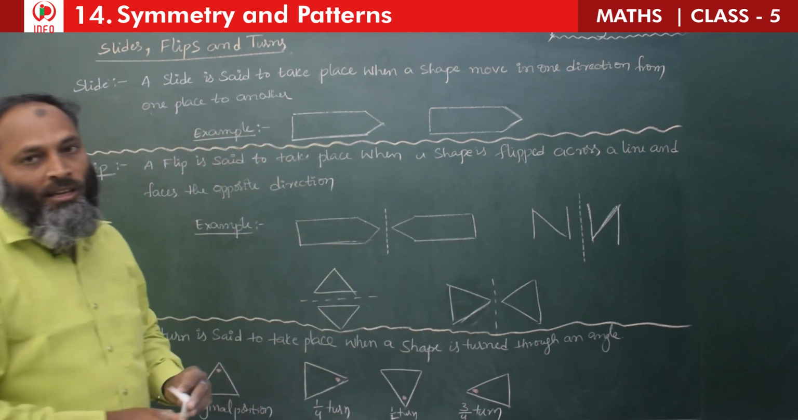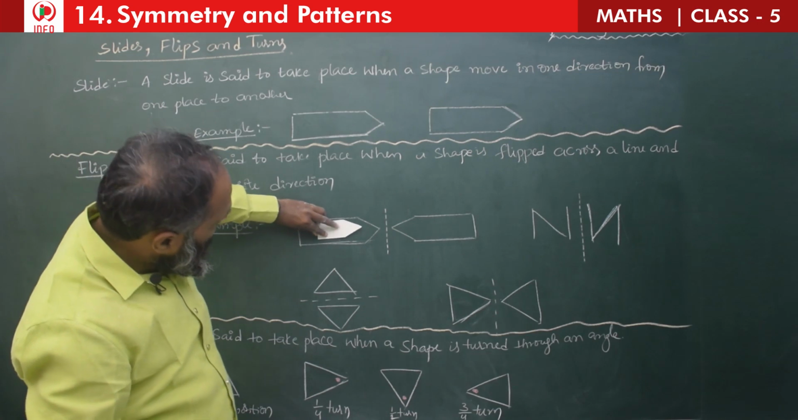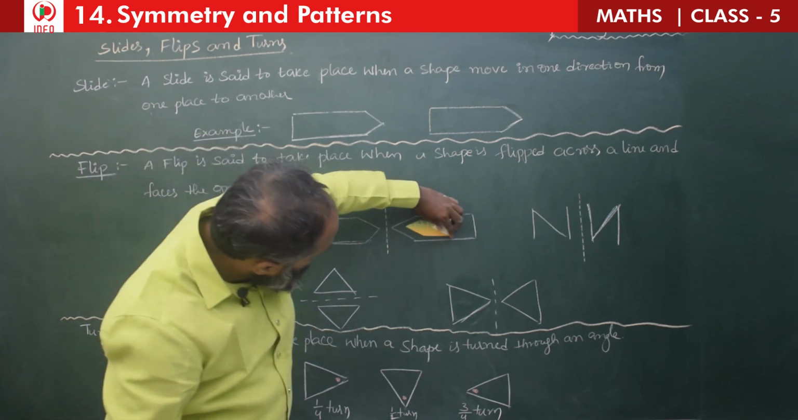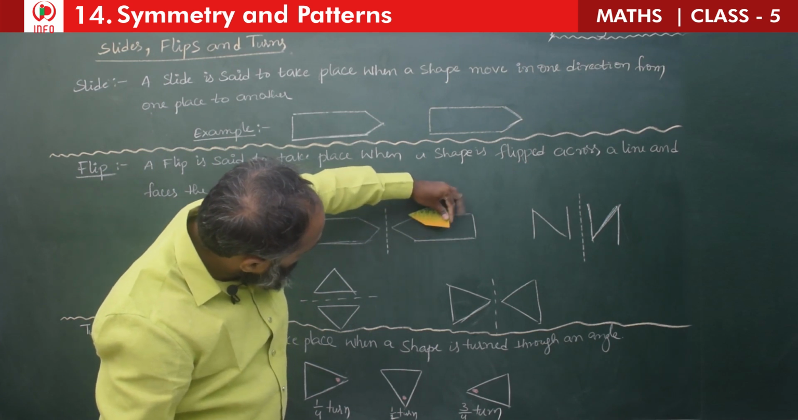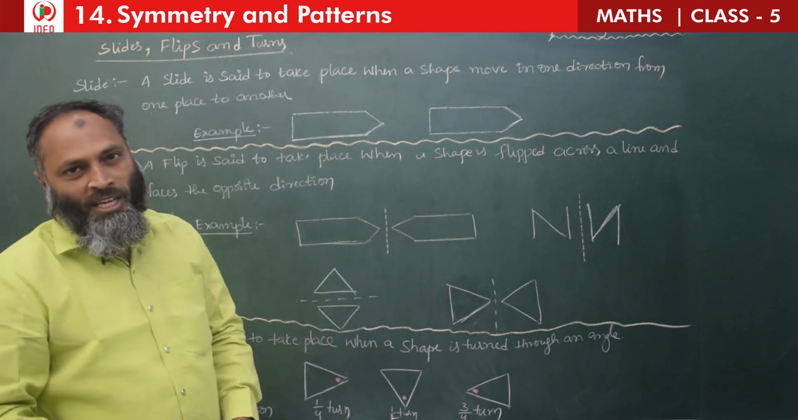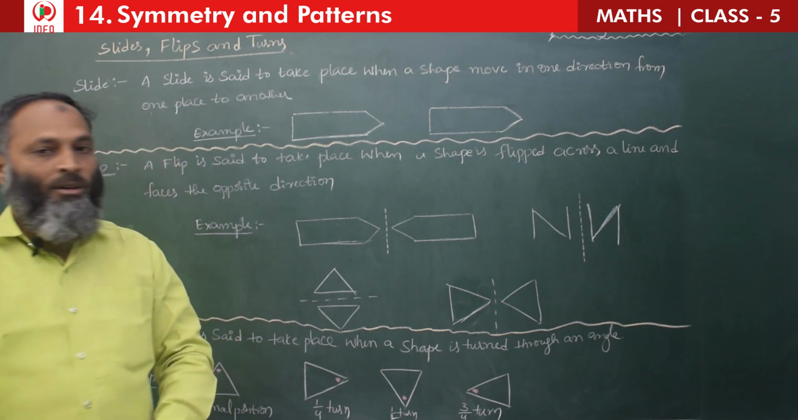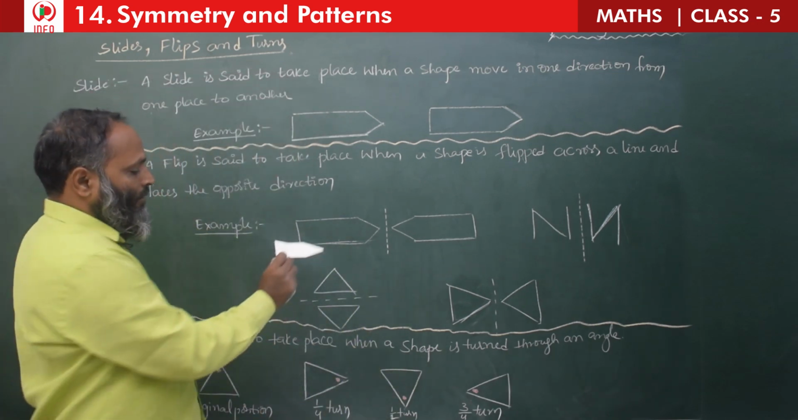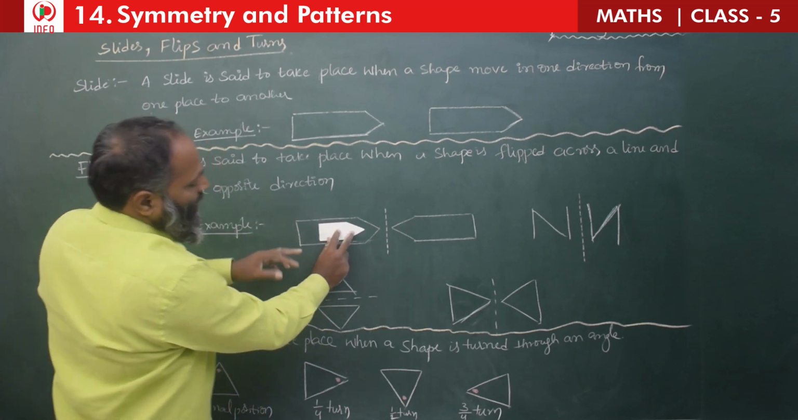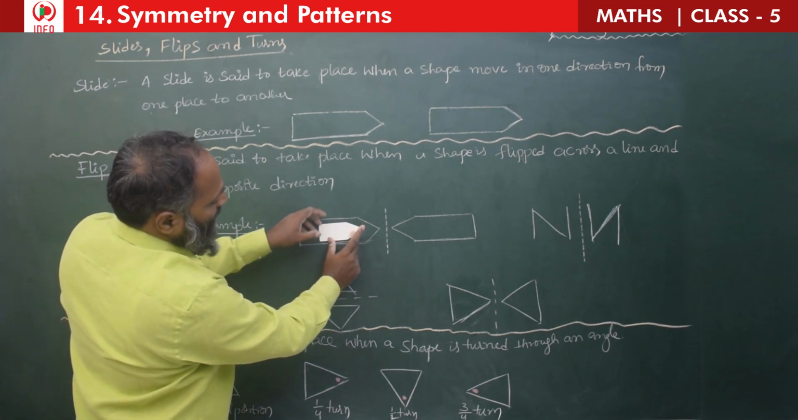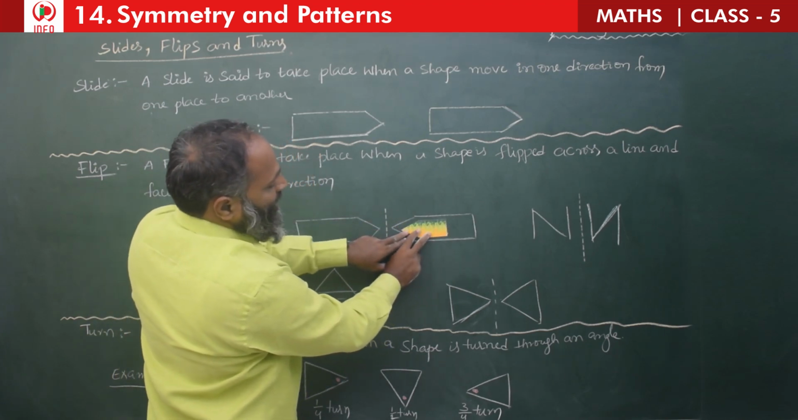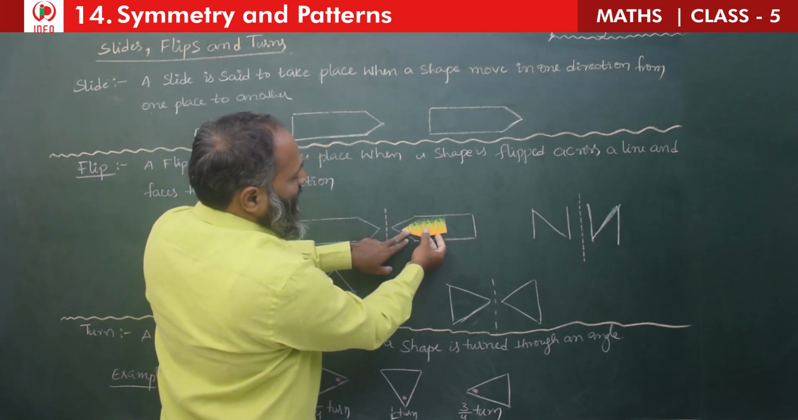Flip means half turn. So from here, if you flip, you will get this in the opposite direction. Okay, flip means opposite direction. How will you get a flip? See here, this is the position. If you flip, then how will it be? It will be like this. In this direction you will get it.